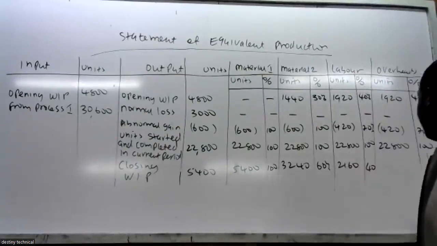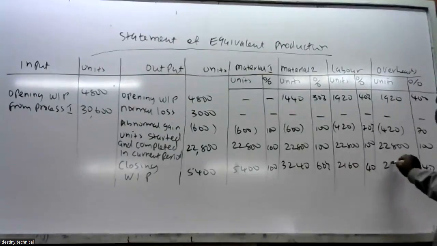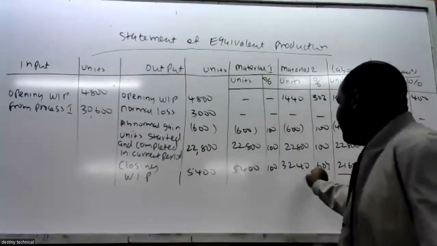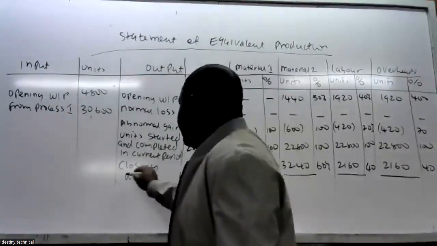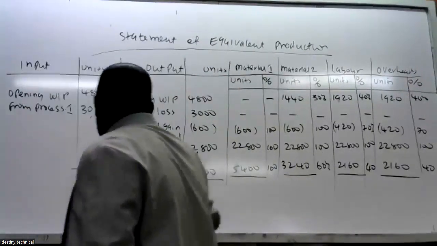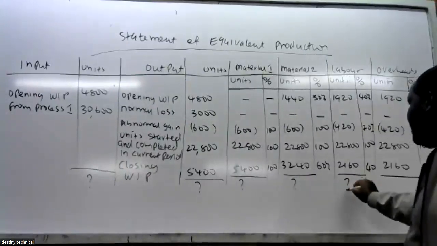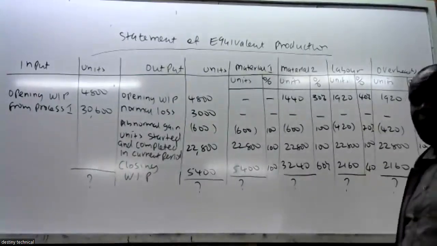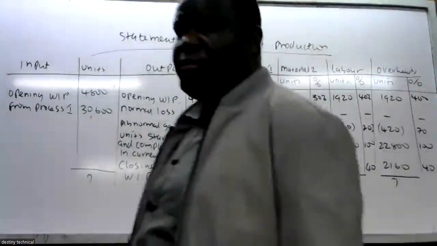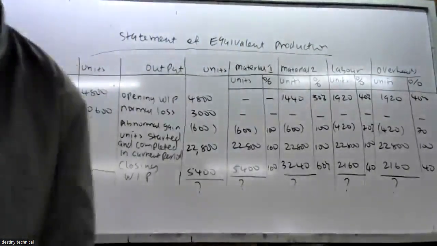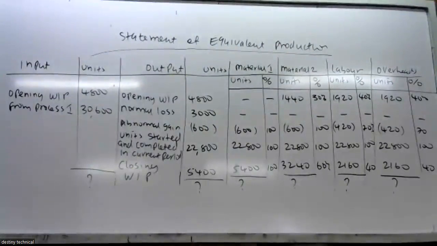So also this one is 40%, which gives 2,160. So get these totals. That will be your part A of the question. The one that is in bracket, you subtract. Get those totals, then you give me the figures.